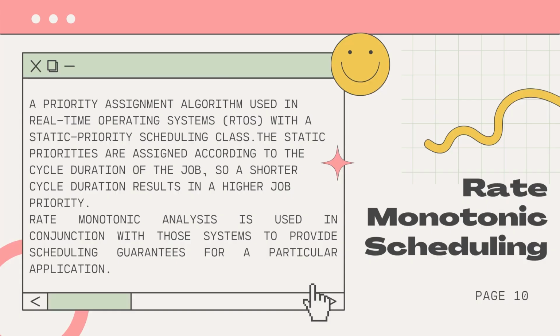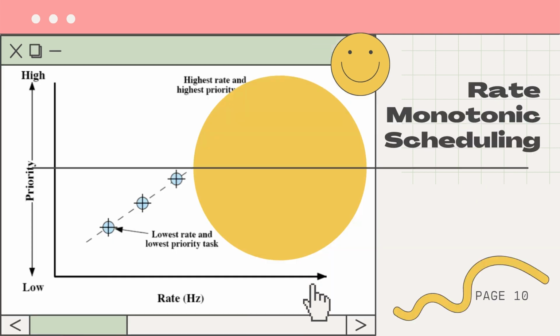Rate monotonic scheduling. It is a priority assignment algorithm used in real-time operating systems with a static priority scheduling class. The static priorities are assigned according to the cycle duration of the job. So a shorter cycle duration results in a higher job priority. Rate monotonic analysis is used in conjunction with those systems to provide scheduling guarantees for a particular application. Following myself is Engineer Brian Arnoco. Please proceed.